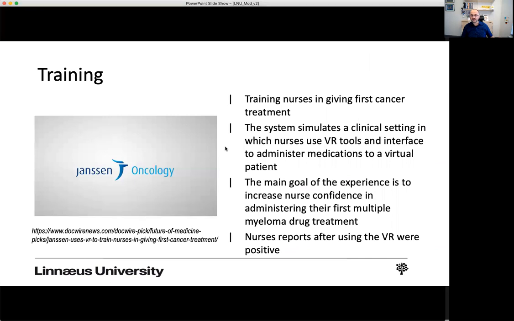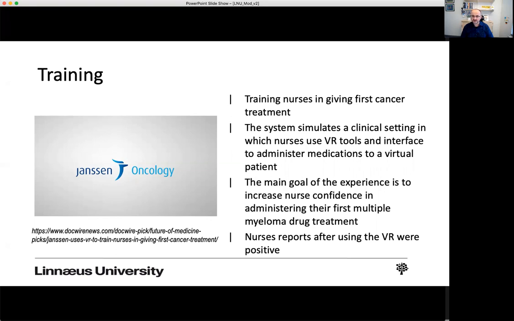As for training, of course, these technologies have great potential in providing training for nurses in giving first cancer treatment. It's a known fact that especially new nurses could be anxious about the process, and so providing them with a virtual environment where they can test and train themselves without any impact on real human beings is a really good way of training and even alleviating that anxiety that comes with the process.